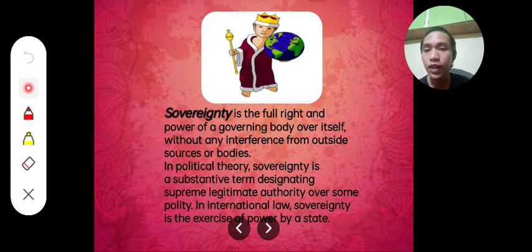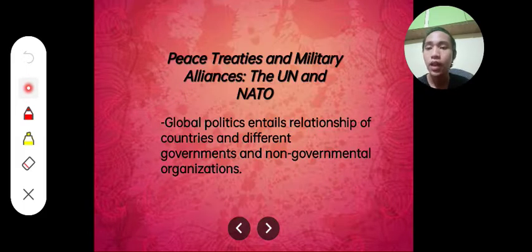So sovereignty: this is the full right and power of a governing body over itself. The answer can be seen in the first sentence: the full right and power of a governing body over itself without any interference from outside sources or bodies. In political theory, sovereignty is the substantive term designating supreme legitimate authority over some polity. In international law, sovereignty is the exercise of power by a state. So sovereignty has its law, which dictates that every human has power and rights. Sovereignty can be simply defined as human rights, or every human has the right and power, both economically and personally.